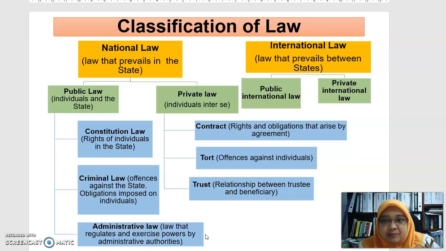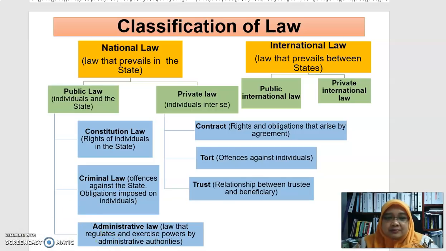Another type of private law is tort, which is offences against an individual. You're going to learn the law of torts later, and examples of torts are assault and battery. What is battery? That is not your AA or AAA battery, but battery when you hurt or injure another person. Another one is negligence, defamation, nuisance. You're going to learn later. Another type of private law is trust, which is the relationship between the beneficiary and the trustee. These are examples of private law, and there are a lot of other things here.